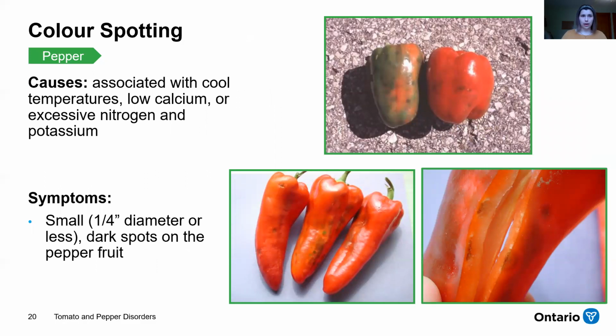Next, for color disorders of peppers, we have stip or color spotting. So the exact cause of this is unknown, but it is usually associated with cool temperatures. Low calcium or excessive nitrogen and potassium may also be involved. And this physiological disorder results in small dark spots, a quarter inch to an inch in diameter or less, on the skin of the pepper fruit, or sometimes just under the wall of the fruit.